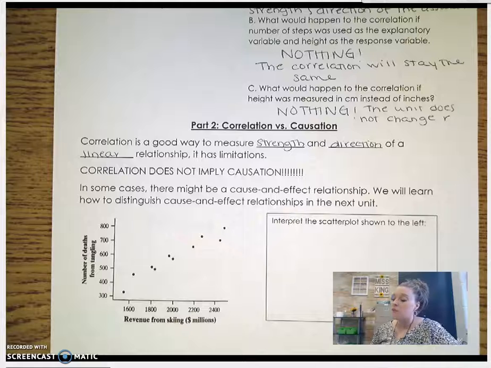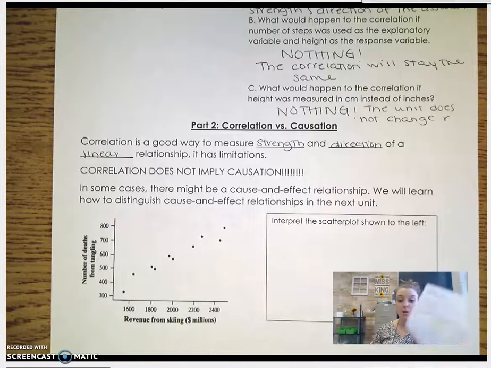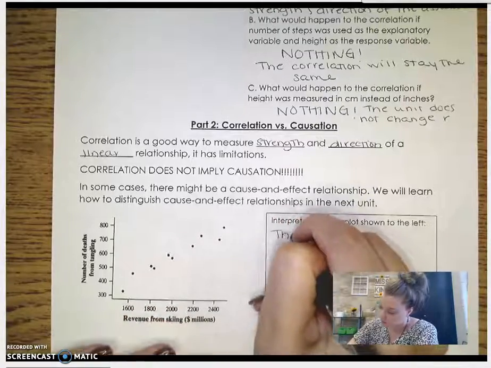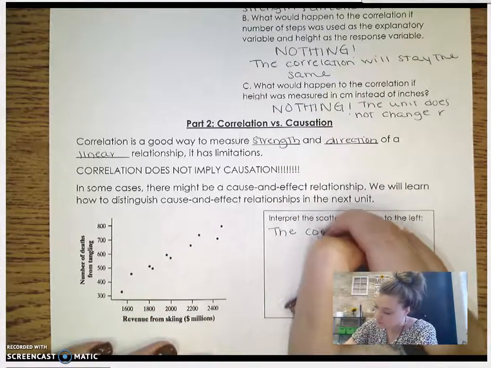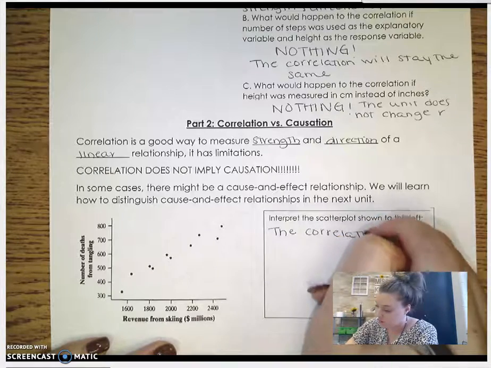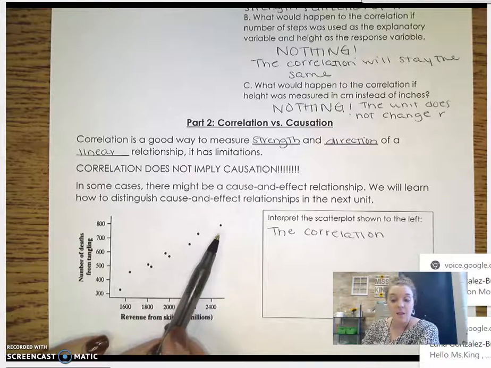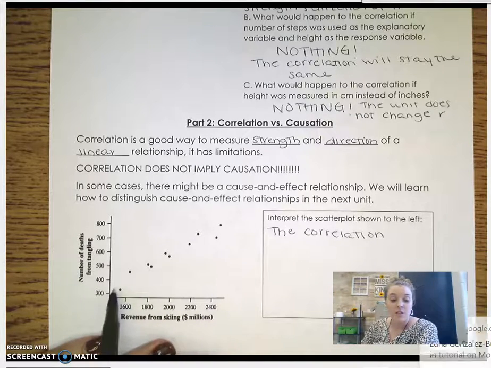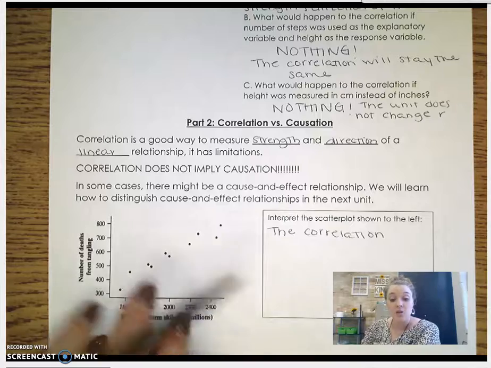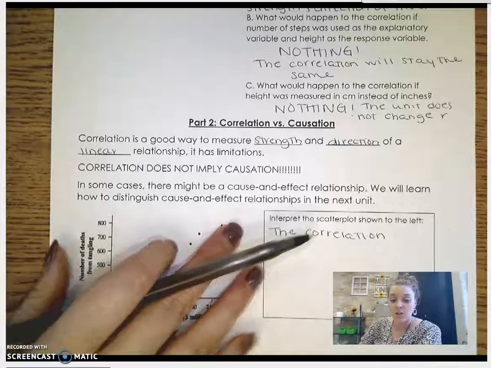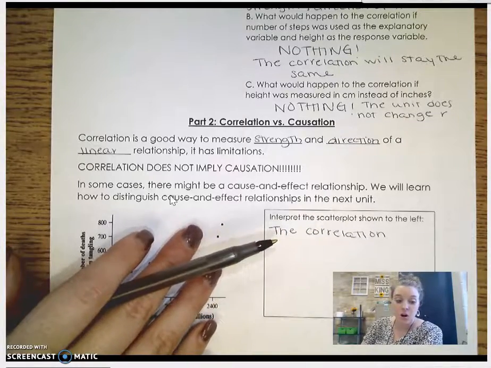So they ask us to interpret the scatter plot shown to the left. So we're going to use our sentence stem from the previous page. So you should have that out in front of you. And we are going to start with the correlation, and they don't give you an R value. So because they don't give you an R value, you can estimate that the R value is going to be positive and strong. These close dots in the very close linear relationship is going to indicate a strong R value.